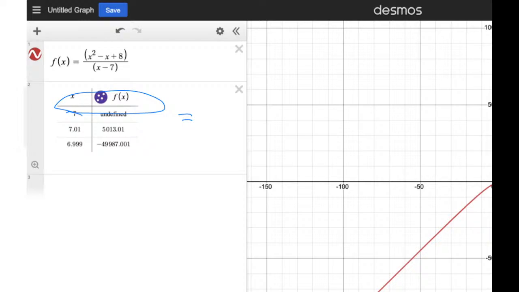And then again, over here, we say at the table, so you set up a table, you plug in 7, you see it's undefined. And then what I did is I looked to the left and the right, and I saw that they're going in different directions. One's really big negative, one's really big positive. Okay, that's what's happening.